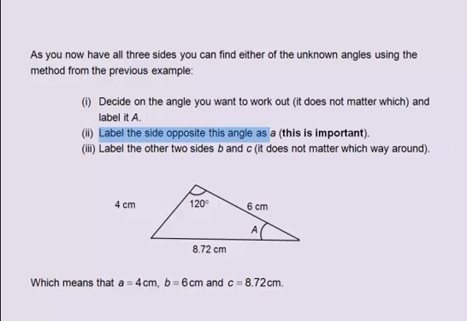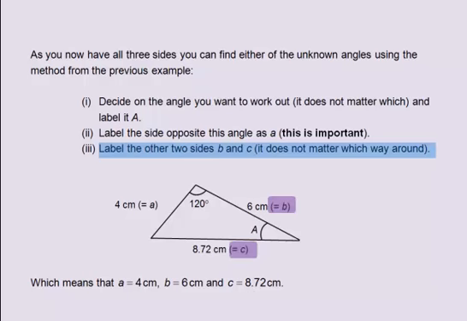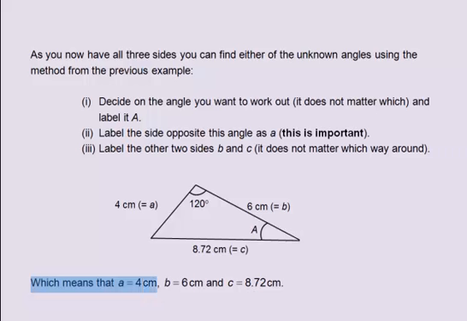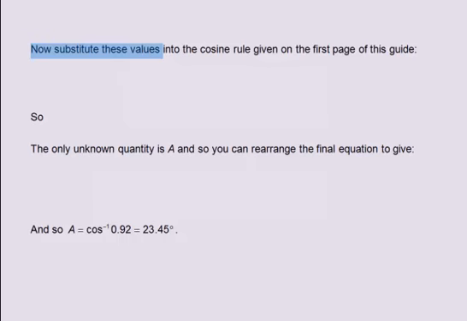Label the side opposite this angle as lowercase a. This is important. Like this. Label the other two sides lowercase b and lowercase c. It does not matter which way around. Like this. Which means that lowercase a equals 4 centimetres, lowercase b equals 6 centimetres, and lowercase c equals 8.72 centimetres. Now substitute these values into the cosine rule given on the first page of this guide.